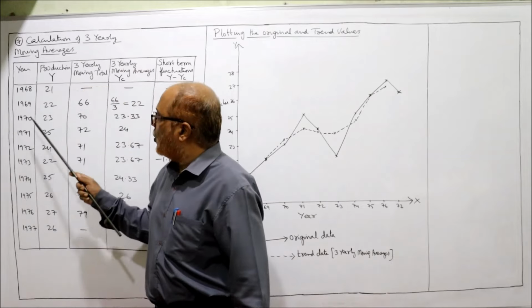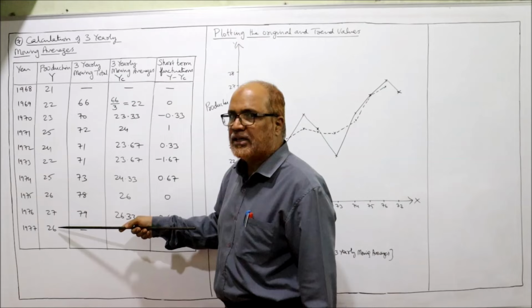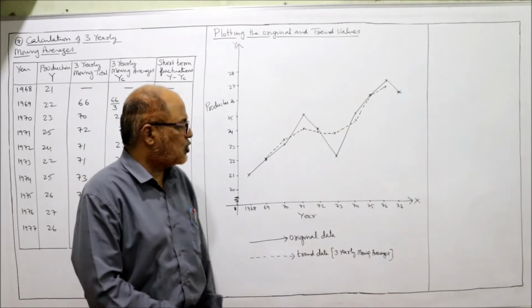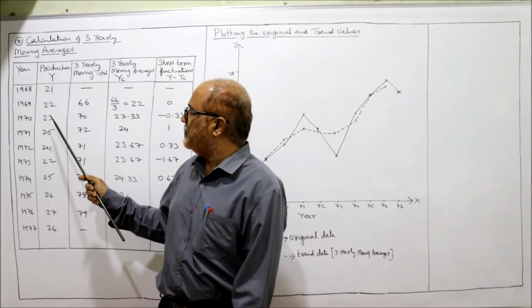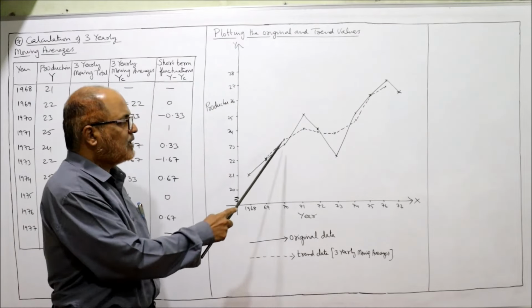1969, 22. Original values are here. These original values should be plotted on the graph. So 1968, 21; 1969, 22. Then 1973 is 23. So this actual data I am plotting and joining the points.